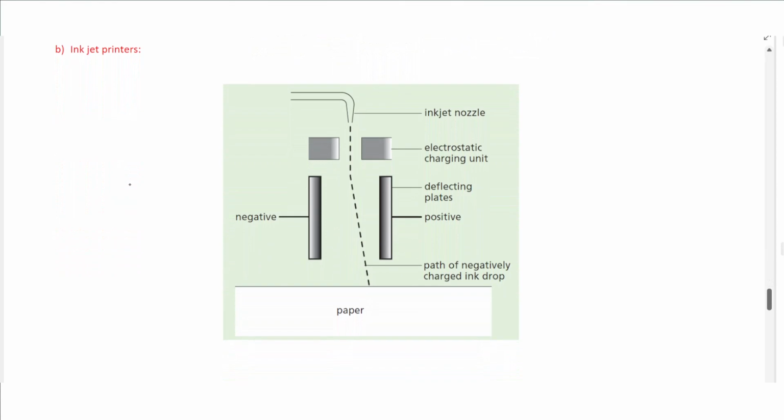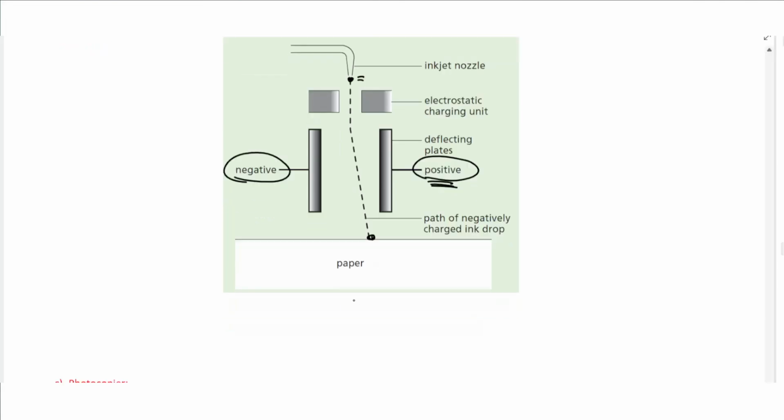The second application is the inkjet printer. There are two plates that are charged oppositely, and the ink that falls from the jet is negatively charged, so it is attracted towards the positive side. You can change the charge on the plates and control where the ink will fall on a piece of paper, so you can draw the shape of the text or the drawings coming from a computer.